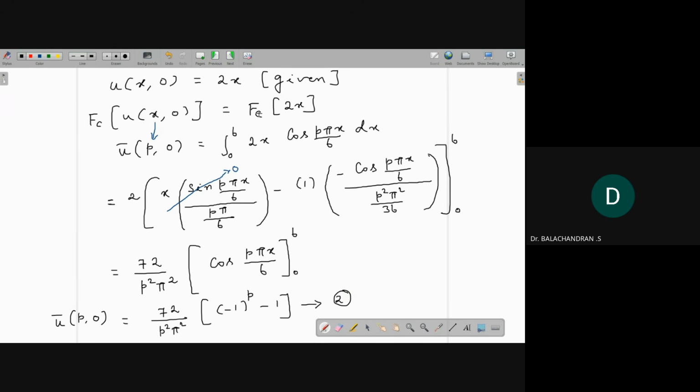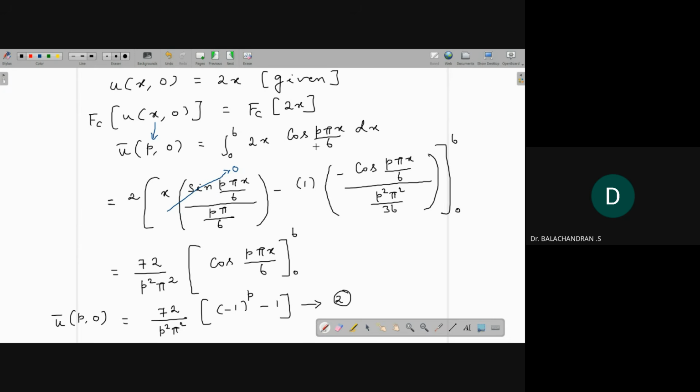The right hand side, you have the definition of the finite Fourier cosine transform of f(x). That is the integral from 0 to L, L is 6, f(x) is 2x into cos(pπx/L), L is 6, into dx. I took 2 outside the integral: x cos(pπx/6) dx. Now I am going to apply the Bernoulli formula for integration.